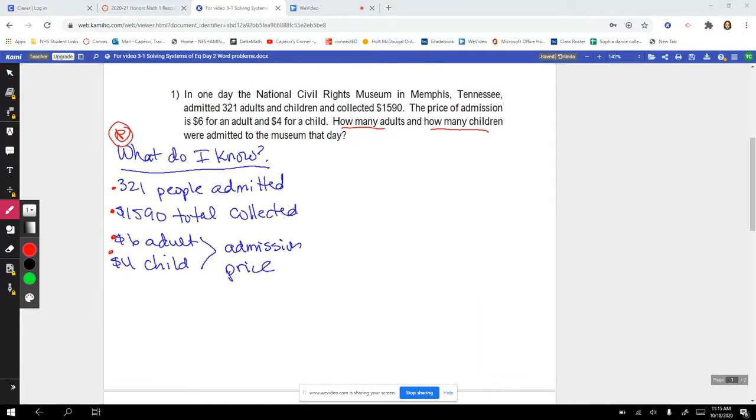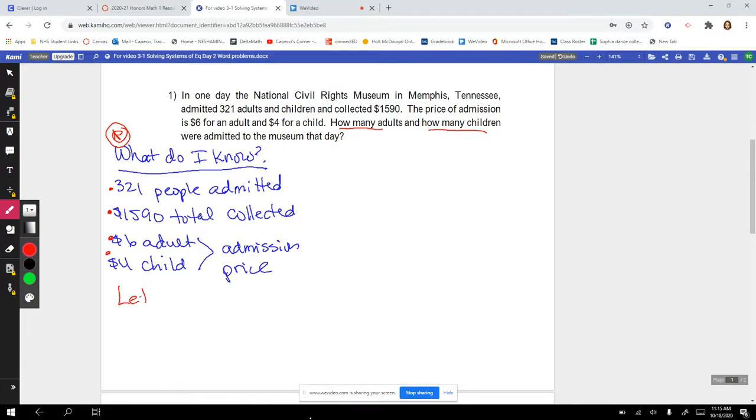And this is also where students kind of get confused, is they kind of forget what they're looking for, right? So now you can use X and Y. I like to use the letter itself. It helps me a little bit at the end. Let A equal the number of adults, and let C equal the number of children that were admitted.